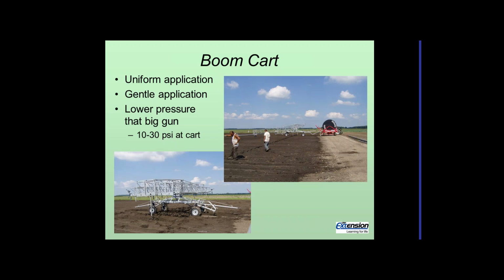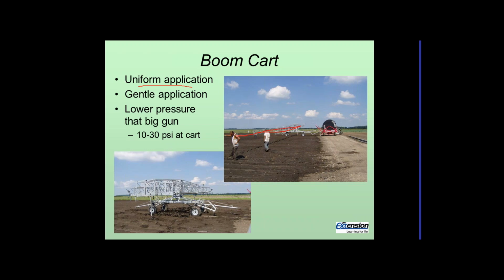Another adaptation to a traveling gun is a boom system. This one actually I found in Ohio, but just to keep you informed of what's out there. These have more uniform application, so that's good if you're doing veg crops. Basically, they can run at low pressure at the boom. It's low pressure. They can fold up, so this is opened up.